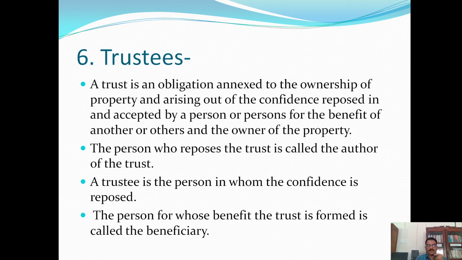Trustees. A trust is an obligation annexed to the ownership of the property and arising out of the confidence reposed in and accepted by a person or persons for the benefit of another or others and the owner of the property. The person who reposes the trust is called the author of the trust. A trustee is the person in whom the confidence is reposed. The person for whose benefit the trust is formed is called the beneficiary.